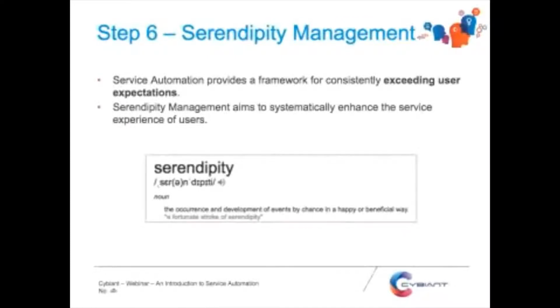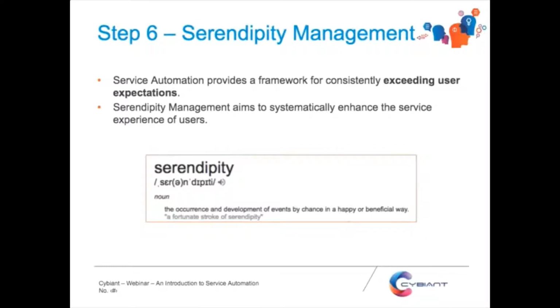So if a particular service, for instance, is barely requested, it might be an indication that there's something wrong with the process or that it's not straightforward for citizens to use. This way, you can improve your services over time, every single day. Serendipity management, in my experience, is one of the primary reasons why a lot of organizations are choosing service automation, because they have found a way to structurally increase quality over time.